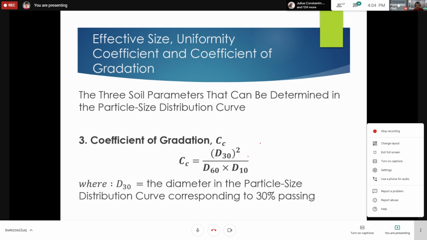These three particular D subs, D30, D60, D10, can be derived from the particle size distribution curve, which I will show later on after this slide.